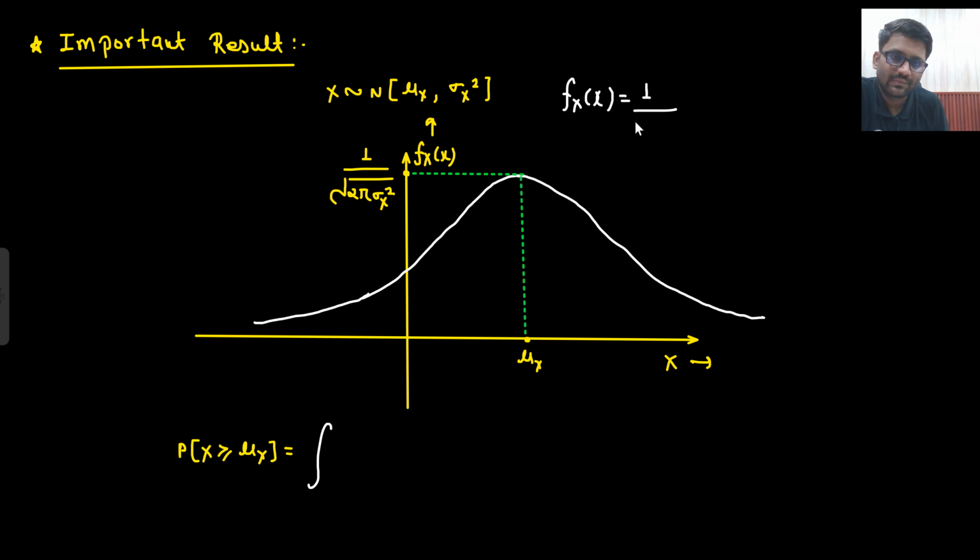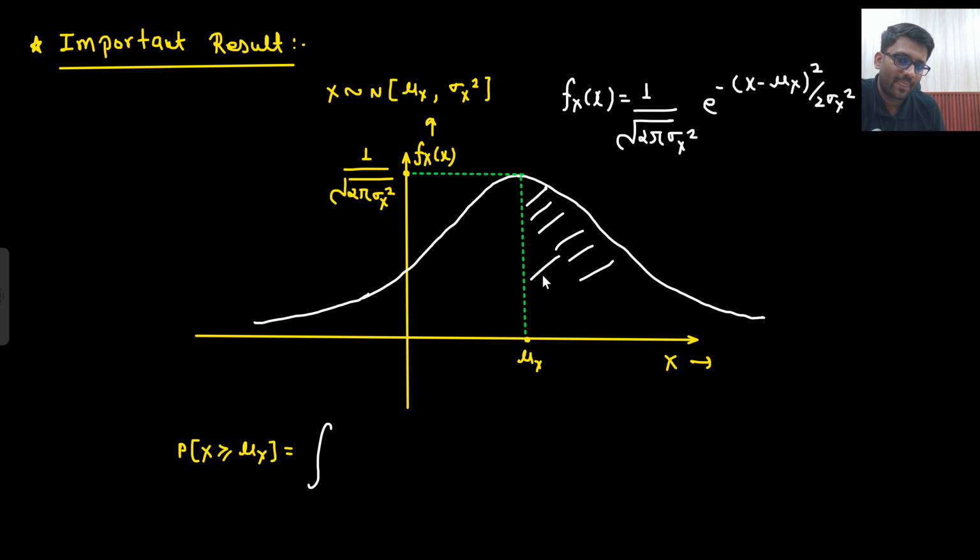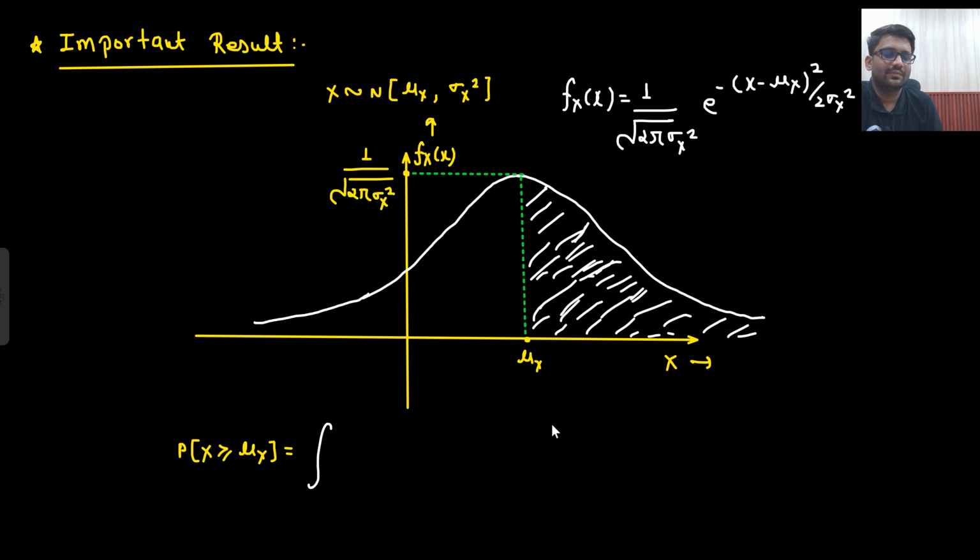1 upon under root 2 pi sigma x square e to the power minus (x minus mu x) whole square divided by 2 sigma x square, right? So if I need to find the probability of random variable x taking value greater than mu x, that means I need to find this area. This area you need to find. Just let me know what should be the answer of this area.